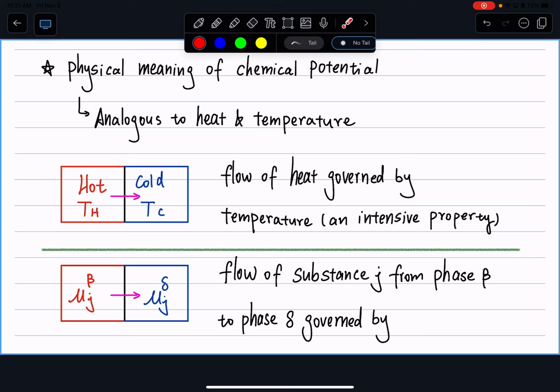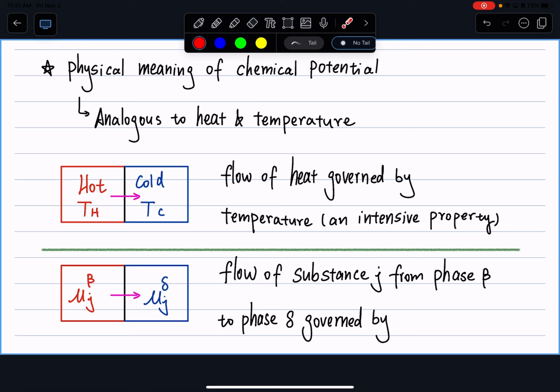Now, when we're talking about heat, imagine you have two pieces of metal. One is at higher temperature, one is at lower temperature, right? Spontaneously, you will have heat flow from that piece of material with higher temperature to that piece of material with lower temperature.